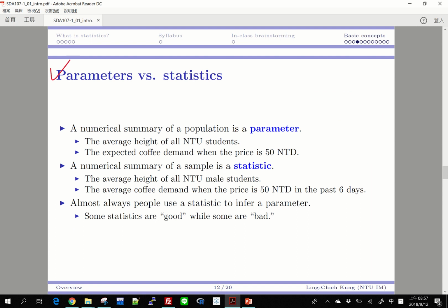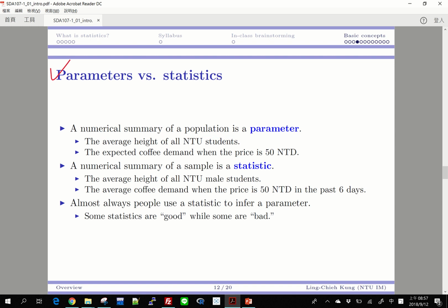And then we need to get some ideas about parameters and statistics. So what are they? A numerical summary of a population is called a parameter. That means for a population, if we get some numerical summary, that number is called a parameter. Like the average height of all NTU students, or the expected coffee demand when the price is $50. So if we are talking about a population, then that's talking about parameters.